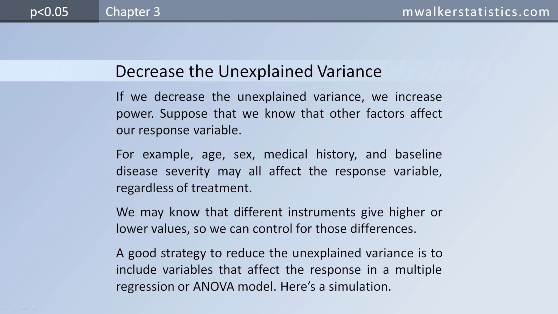Decrease the unexplained variance. If we decrease the unexplained variance, we increase power. Suppose that we know that other factors affect our response variable. For example, age, sex, medical history, and baseline disease severity may all affect the response variable, regardless of treatment. We may know that different instruments give higher or lower values, so we can control for those differences. A good strategy to reduce the unexplained variance is to include variables that affect the response in a multiple regression or ANOVA model. Here's a simulation.